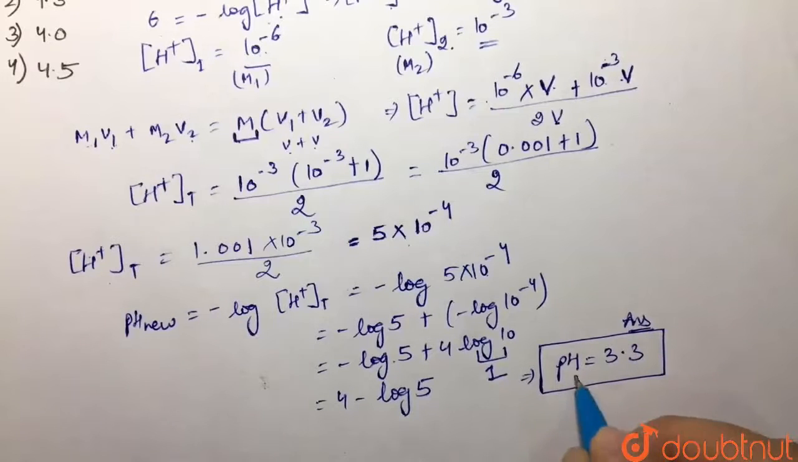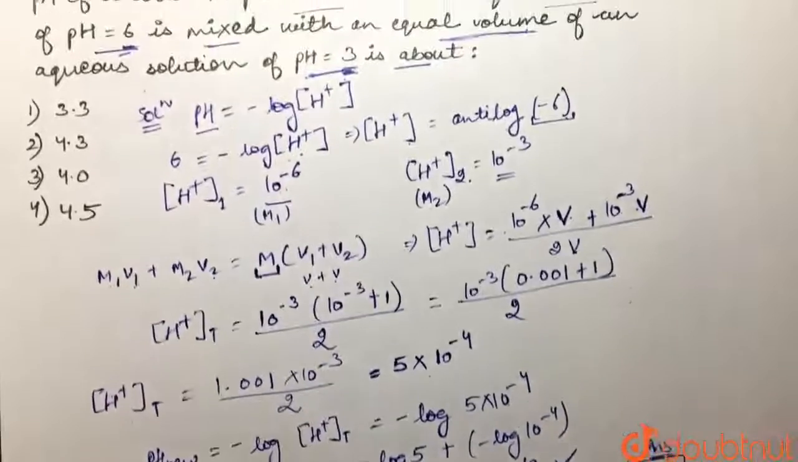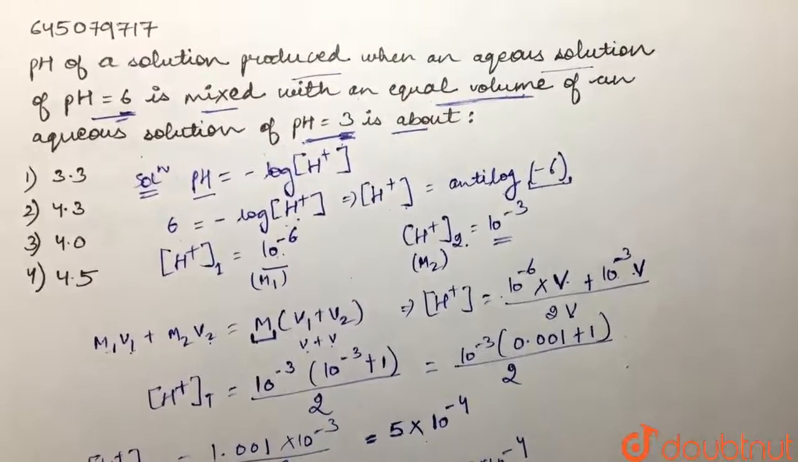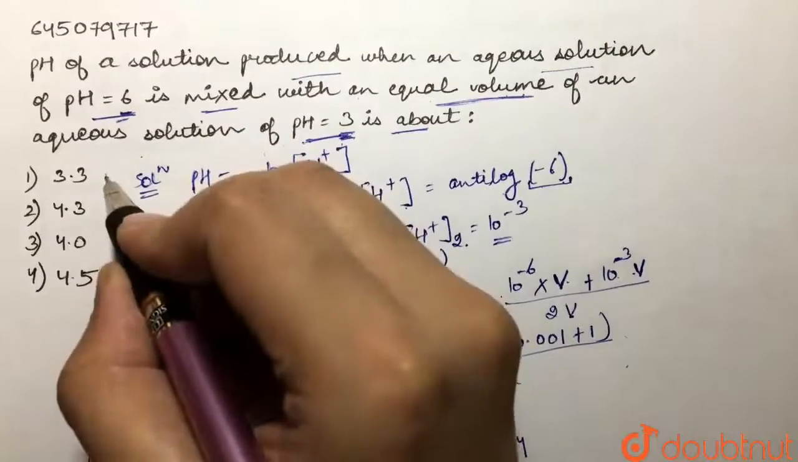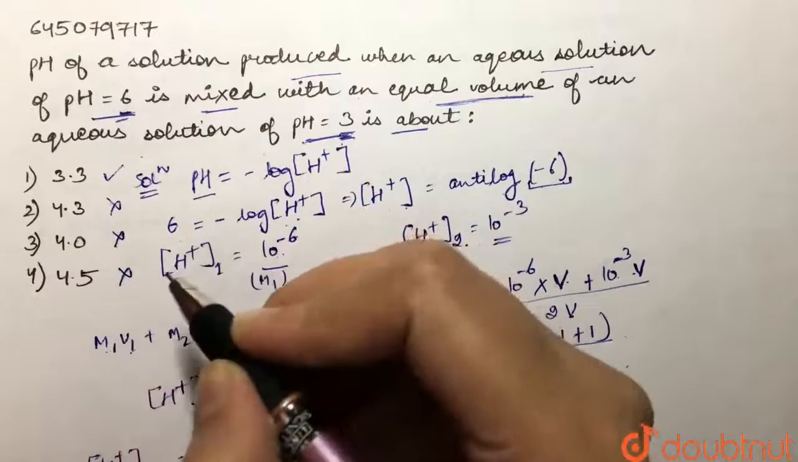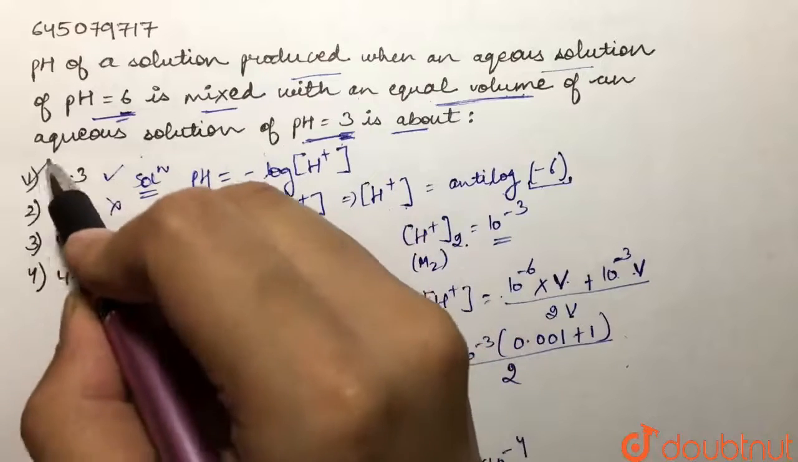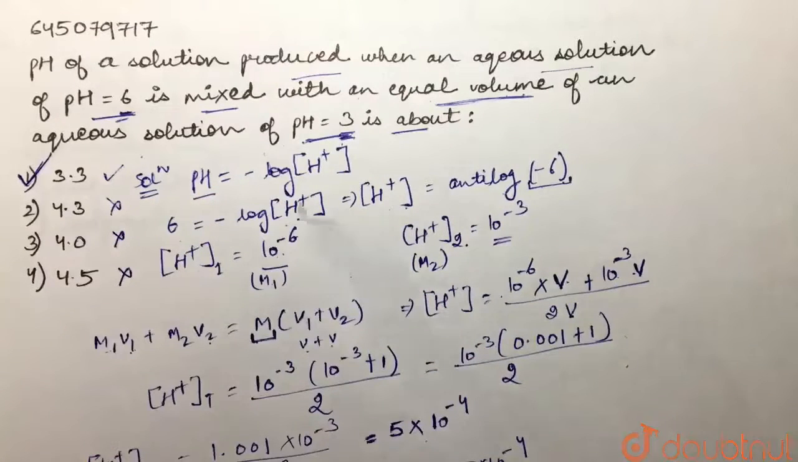This is the pH of our new solution that we got when we mixed one solution with pH 6 and one with pH 3. So this is the final pH of the solution. If we look at our options, the first option is 3.3, which is the correct option. 4.3 is not correct, 4.0 is not correct, 4.5 is not correct. The pH that we are getting as the answer is 3.3, so our answer to this question is option number 1.